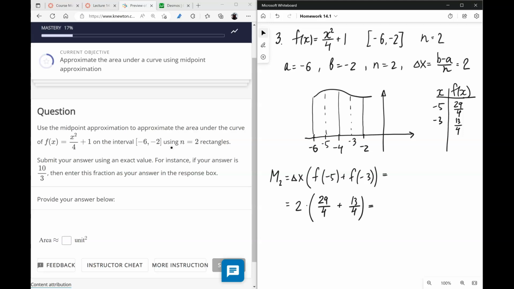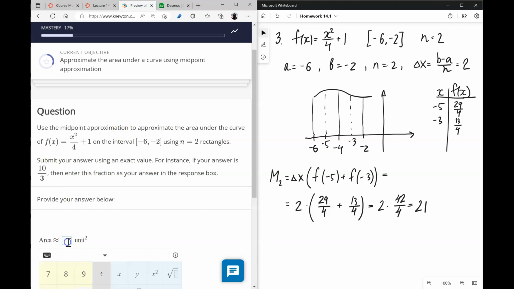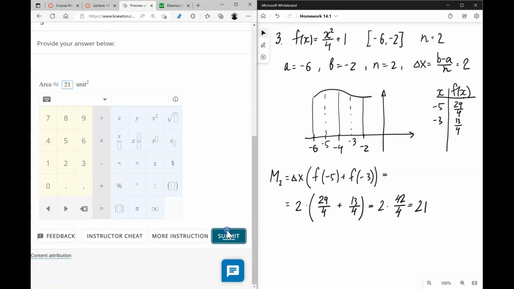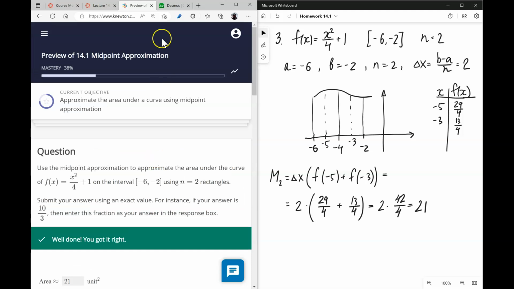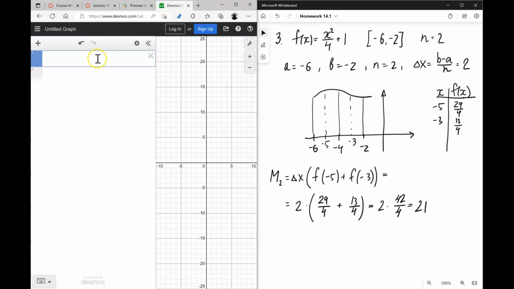And 29 plus 13 is 42. So we have 2 times 42 over 4, which is 21. However, you can always make your life a little easier by using technology. And let's go over this problem real quick with technology.